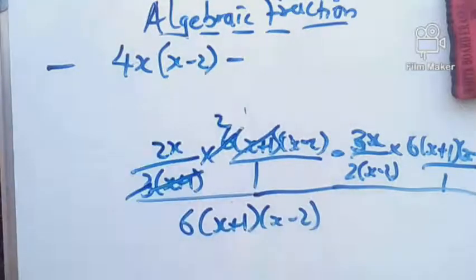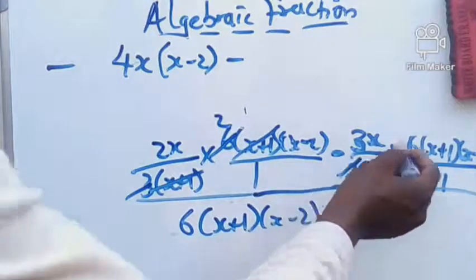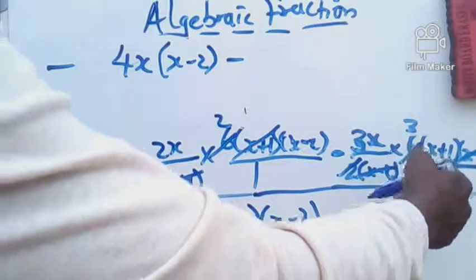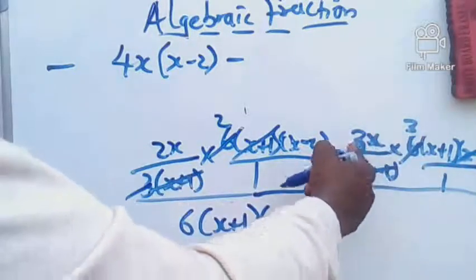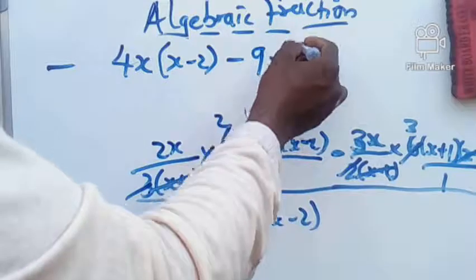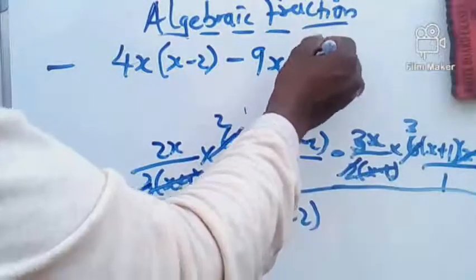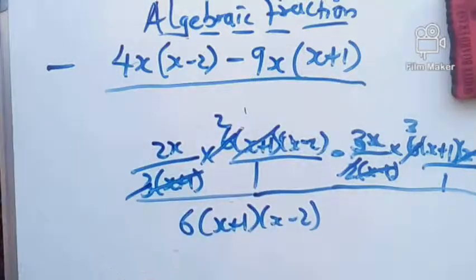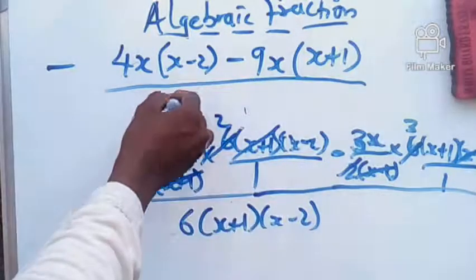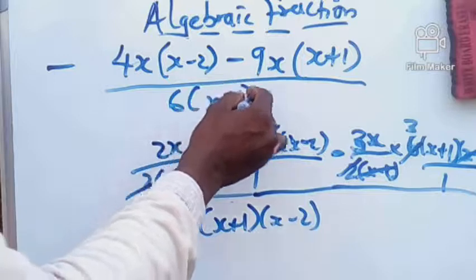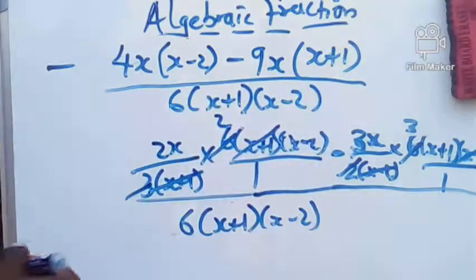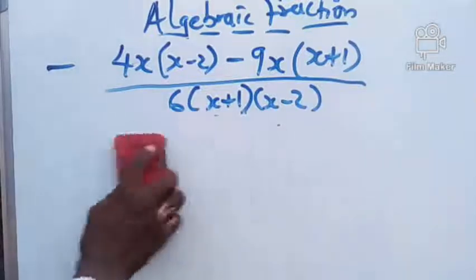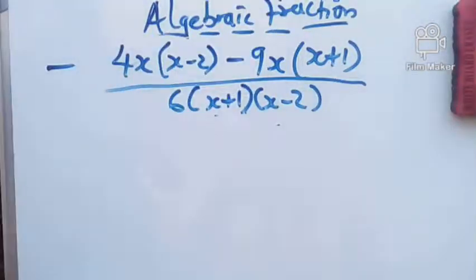Then we drop our subtraction sign. We do the same for the second fraction. 2 into 6, you have 3. x minus 2 into x minus 2, you have x plus 1. So 3 here multiplied by 3x here, you have 9x into x plus 1. And everything here is divided by the LCM, which is 6 into x plus 1 into x minus 2. So we go ahead, still on the simplification process. We simplify the numerator.